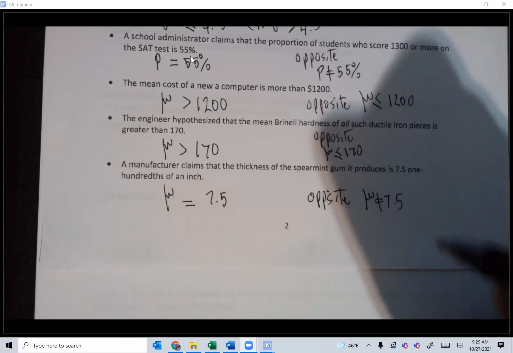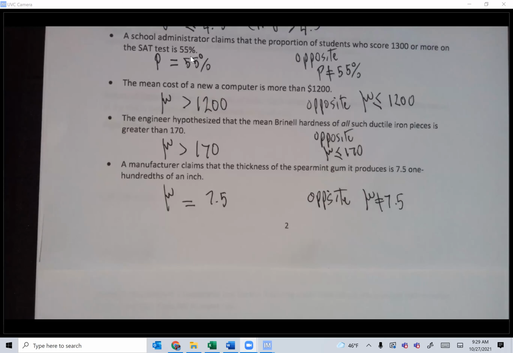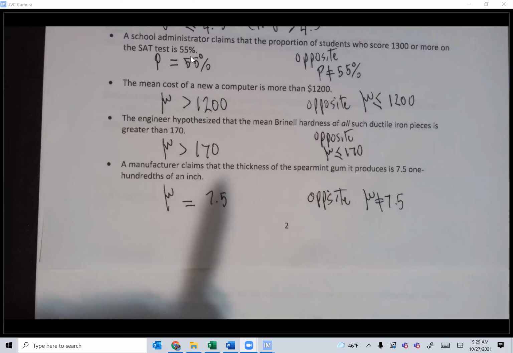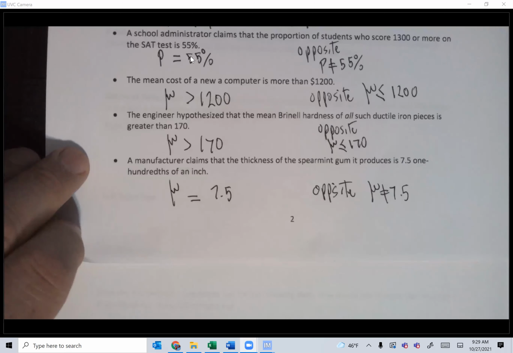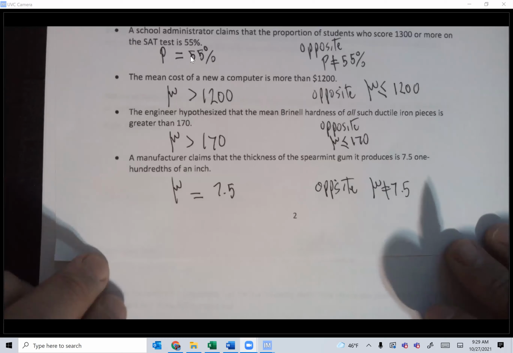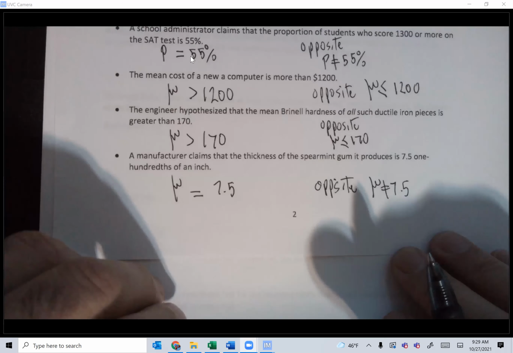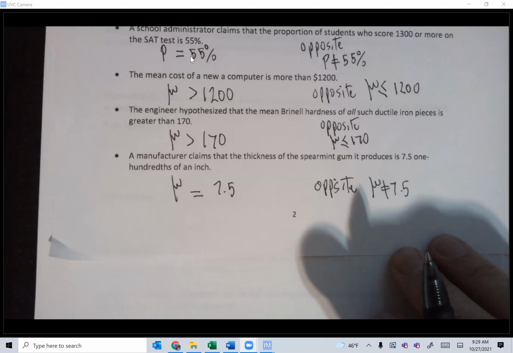I hope you understand the purpose why I'm having you write a statement and write its opposite, because later that's how we're going to do the null and the alternative hypothesis. Okay, so that's 2. And let's go to page 3 now.